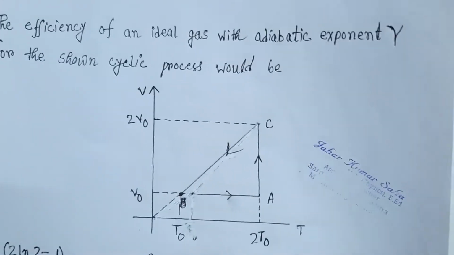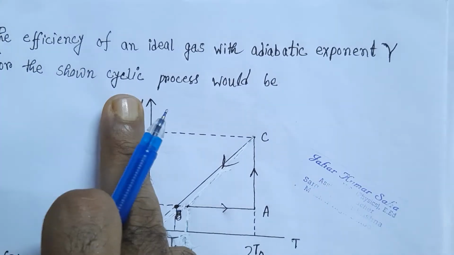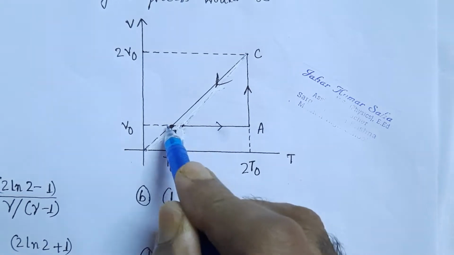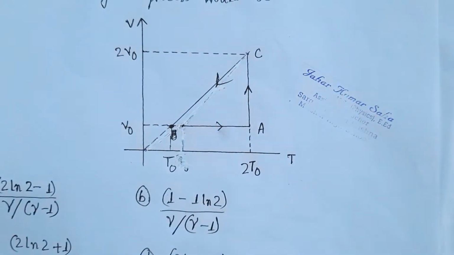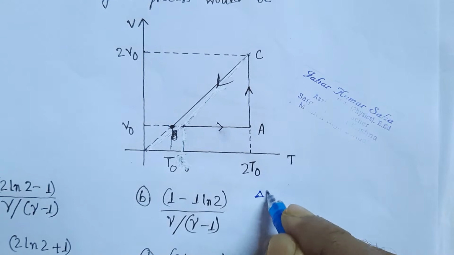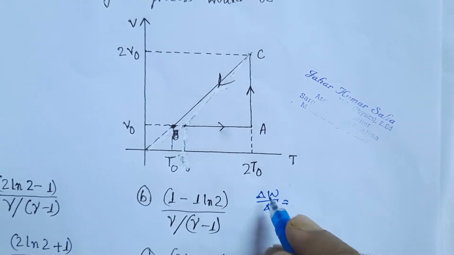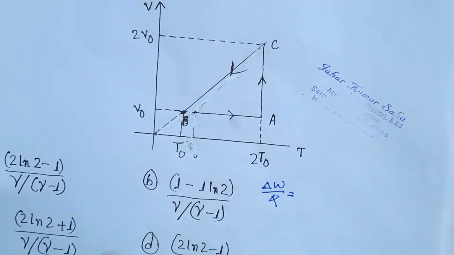In question number 11, we need the efficiency of an ideal gas with adiabatic exponent gamma for the shown cyclic process. Here is a cyclic process, B, A, C, B. It is a cyclic process here, and we have to calculate the efficiency. Efficiency means delta W by Q. Heat given is Q and delta W equals total work done.